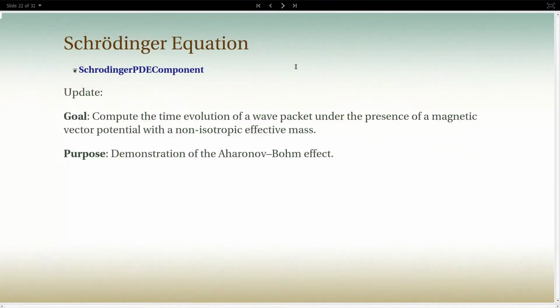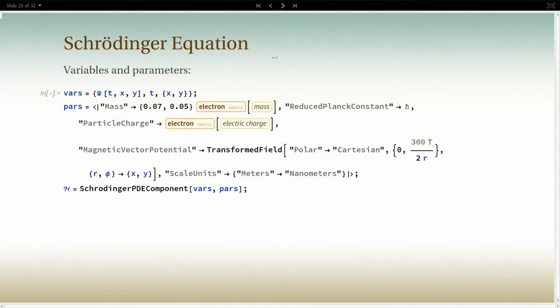We've updated the Schrödinger PD component, and the goal is to compute the time evolution of a wave packet under the presence of a magnetic vector potential with a non-isotropic effective mass. And that demonstrates the Aharonov-Bohm effect, and we're going to have a look at this. So again, we specify the variables, so psi, t, x, y. T is the time-dependent variable, x, y are the spatial variables.